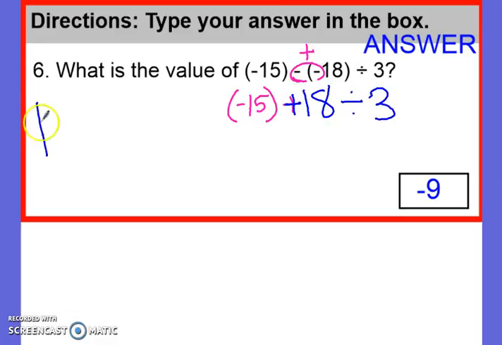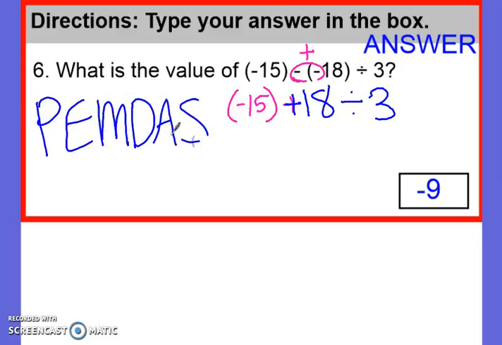Okay, so PEMDAS, also known as GEMDAS. So some of your teachers might have a G there. So that means parentheses, exponents. Remember, we multiply and divide left to right, whatever comes first, and then addition and subtraction left to right. So I'm going to look from parentheses. I see parentheses, but that's just telling me negative 15. So there's nothing to simplify within the parentheses, so I'm good. There are no exponents. Now I need to figure out if there's any multiplication and division.